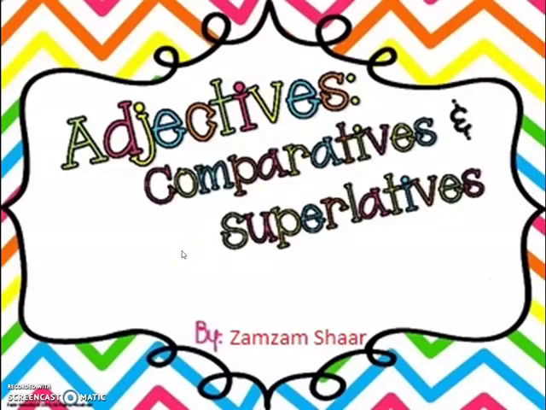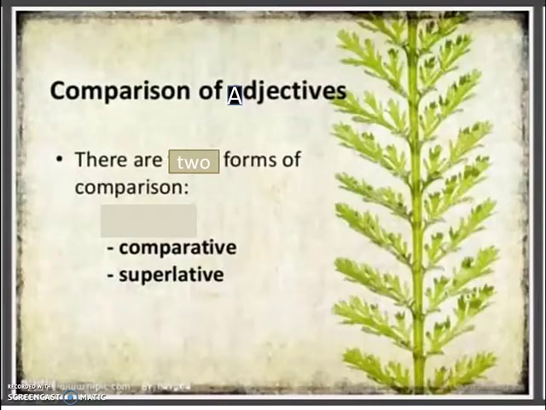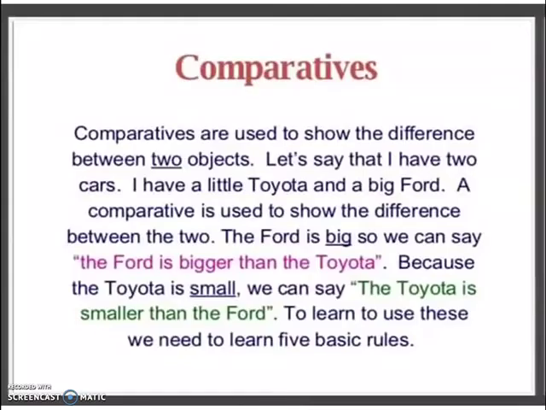We have already explained positive adjectives which describe nouns. Now, in this lesson, I'm going to talk about kinds of adjectives used for comparison. There are two forms of comparison, comparative and superlative. Why are comparatives used? Comparatives are used to show the difference between two objects.